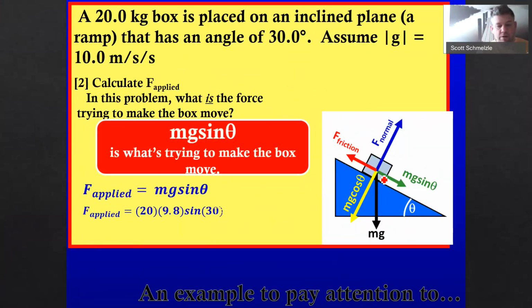So we take our 20, which is the mass of it, times 9.8 times the sine of 30. What we end up seeing is that our force applied is 98 newtons. Compared to the 25.5 on the previous slide, should this thing move? Absolutely. It's going to slide down this because the downward force is greater than the up, meaning that the applied force is greater than the friction force, right?